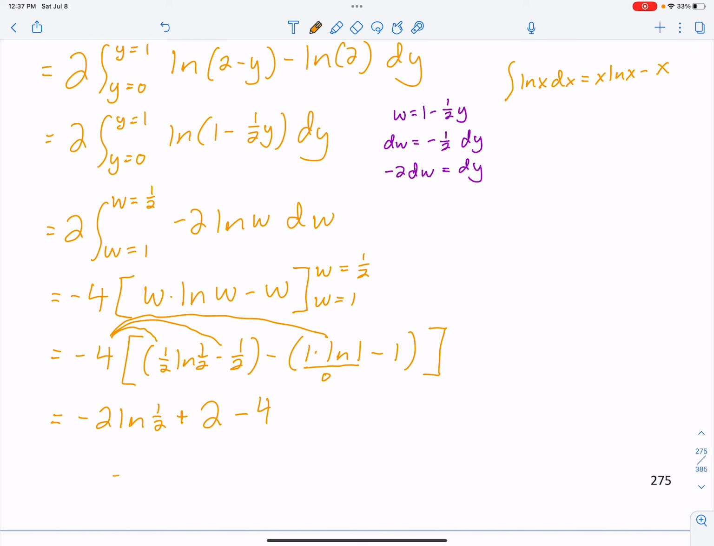Okay, then we go one step further. I got -2 ln of 1/2. I'm going to put that in parentheses, minus 2. That's a great answer. This would have been a fine answer too. I just need to put my constants together when it's like that. That's just built into me.